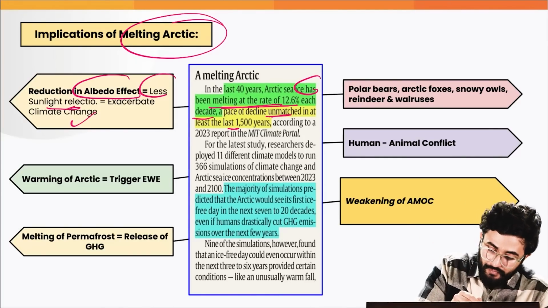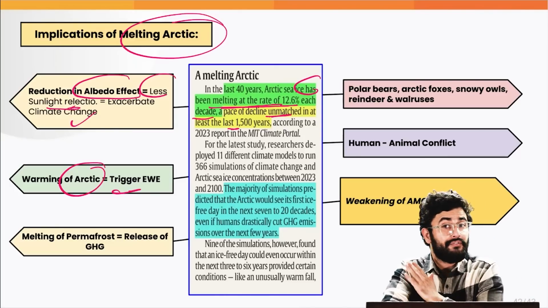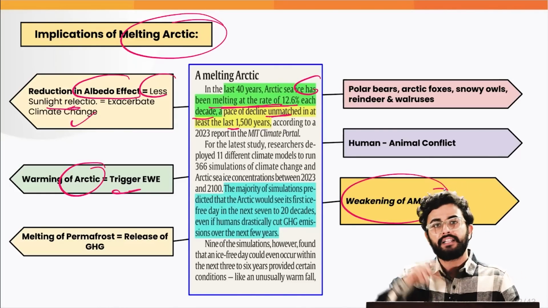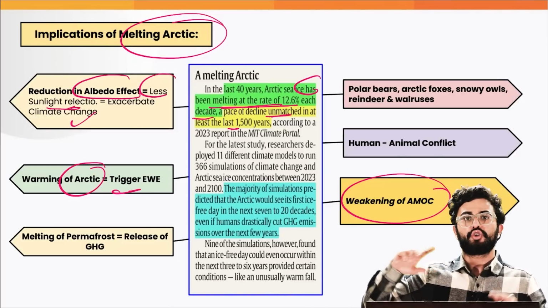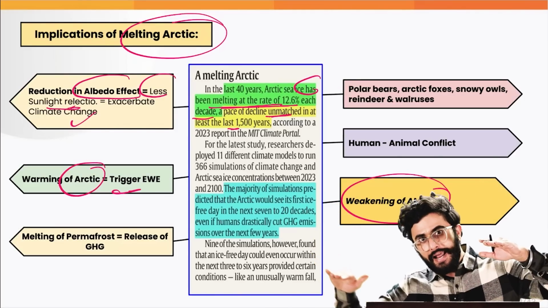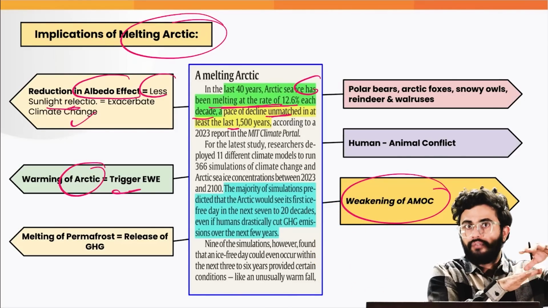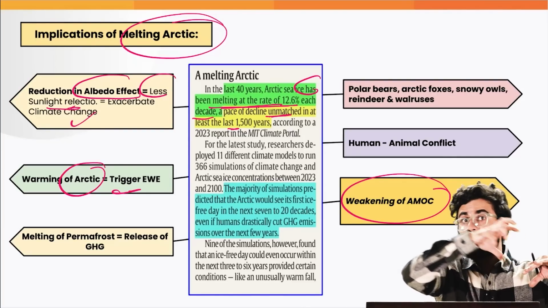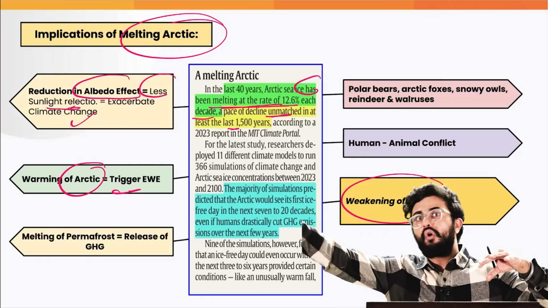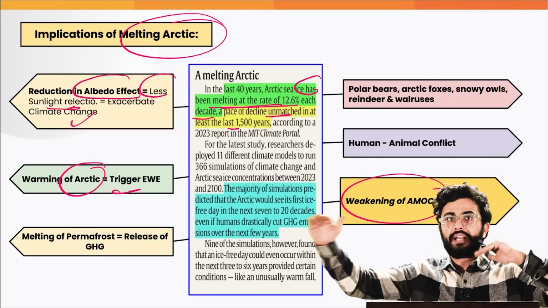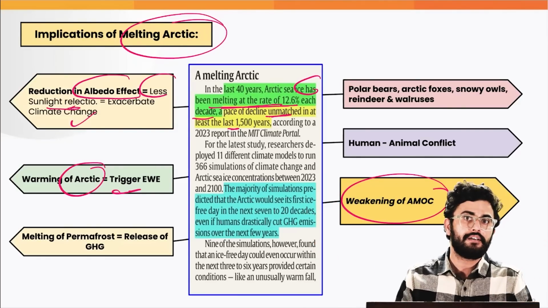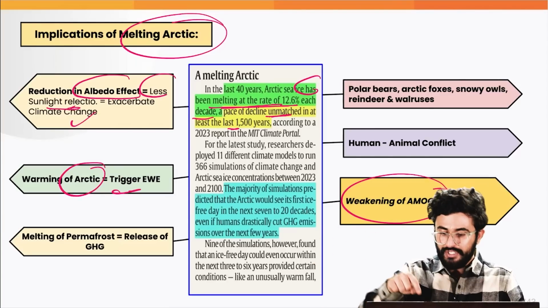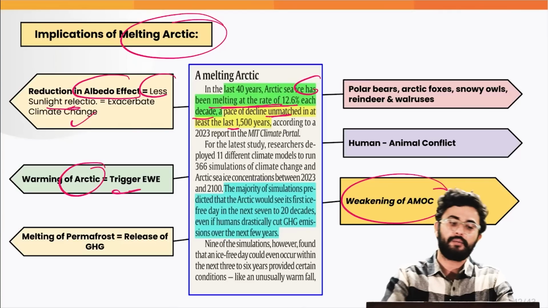Then warming of the Arctic will lead to what? It can trigger various kinds of extreme weather events, such as, for example, weakening of the Atlantic Meridional Overturning Circulation. So basically the cold water becomes dense and comes to the warmer region of, let's say for example, the equatorial region, and from here the Gulf Stream, which is much warmer and lighter water, moves towards the region of the Arctic. So there is a kind of temperature balance which is maintained there. But with this repeated melting of ice, obviously the temperature will increase there. So this whole AMOC is going to get disturbed as well.